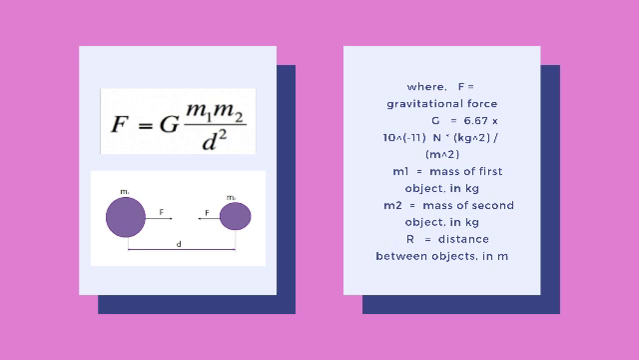M1 is equal to mass of first object in kilograms. M2 is equal to mass of second object in kilograms. R is equal to the distance between objects in meters.